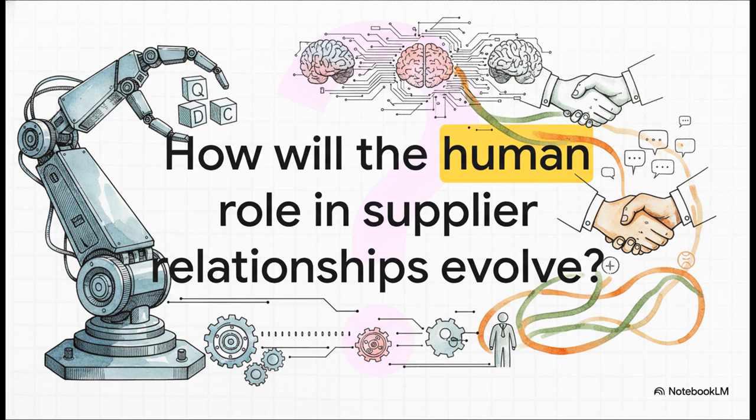In a world where we're seeing more and more automation, more AI in logistics, how does a role like this evolve? As machines get better at handling the data, the Q, the D, and the C, what does that human element of the job start to look like? Definitely something to think about.